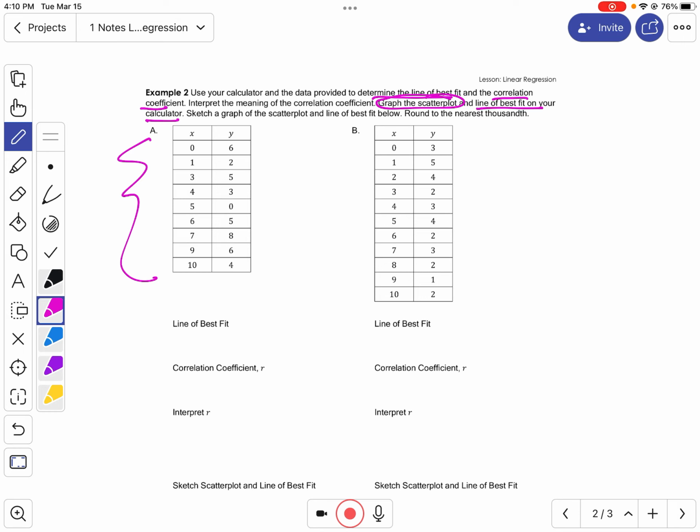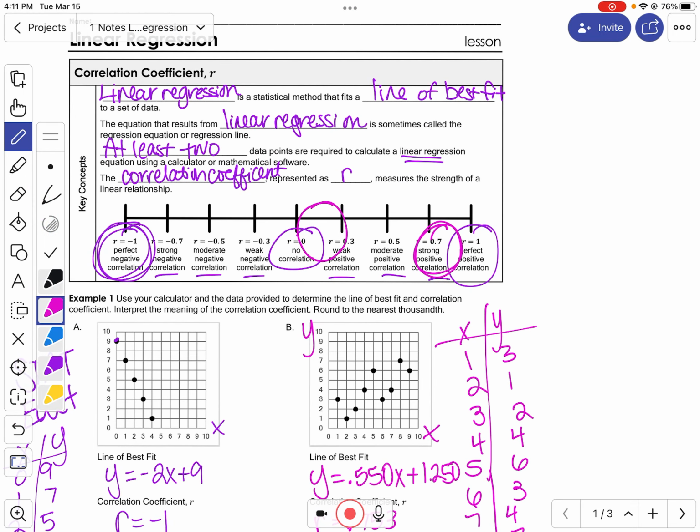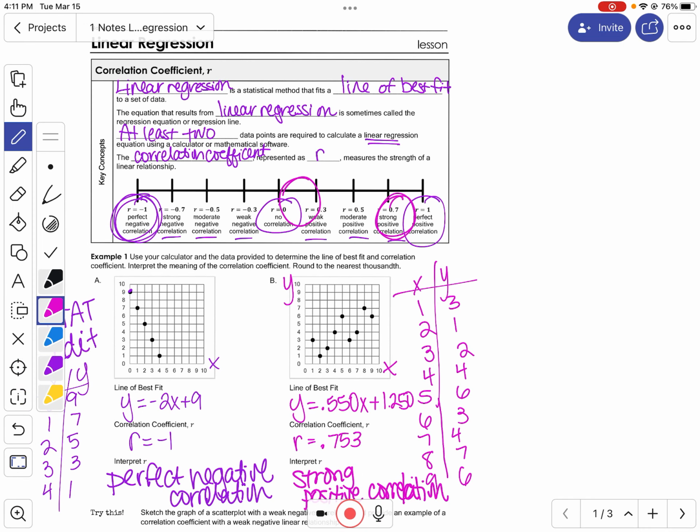So our equation, we're rounding to 3 decimal places. So we should get 0.152x plus 3.572 for our y-intercept. The r was 0.215. So if we look back at that chart, if you need to, that would be somewhere in between 0 and 0.3. So that would be a weak positive correlation.